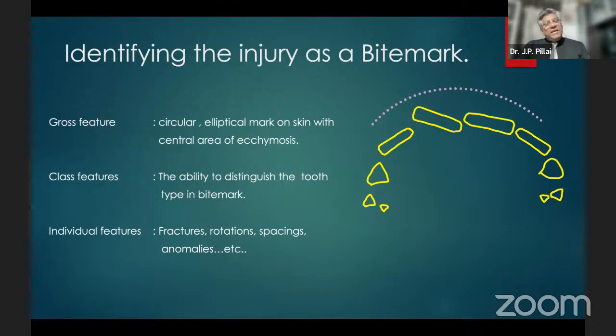Another classical example I can say is the midline diastema, where there is a spacing between the two central incisors. So in the bite mark also, there will be a huge space which is not affected by the bite. That particular portion will indicate that there is a diastema in that particular biter's dentition. So this will be useful in narrowing down the evidence, narrowing down the search for the accused person. That is why these individual characteristics will be very useful.